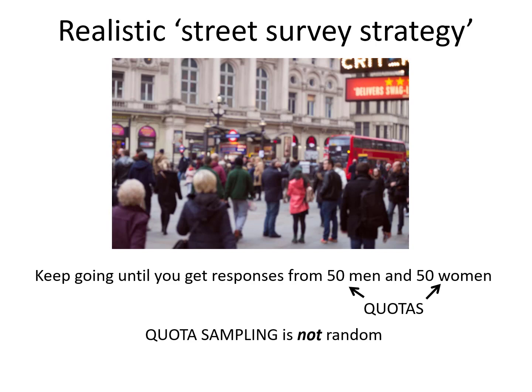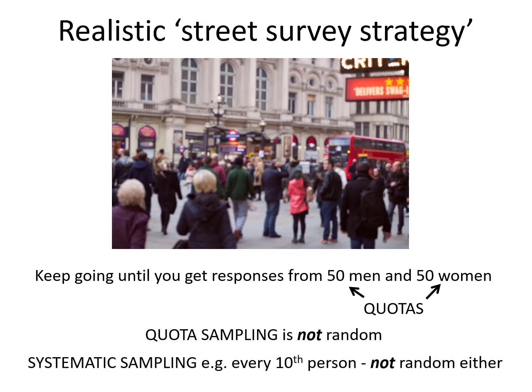There's a slight variation on it called systematic sampling, where you, for instance, sample every 10th person that walks past. But of course, if you're doing a survey in the street, you're relying on the person you want to talk to wanting to talk to you. So you might pick the 10th person, they might not want to give you the time of day, and you're back to some kind of quota sample.